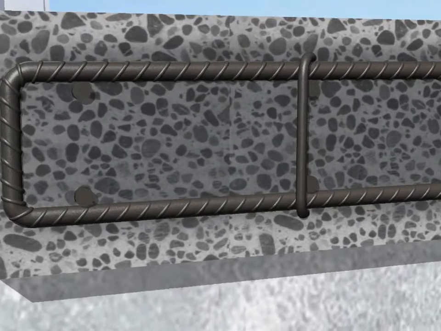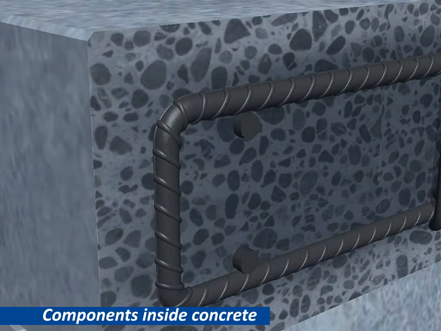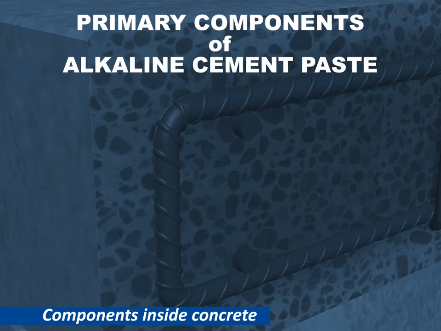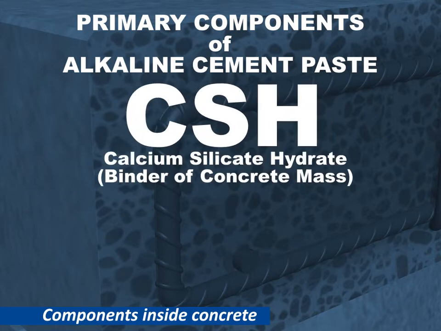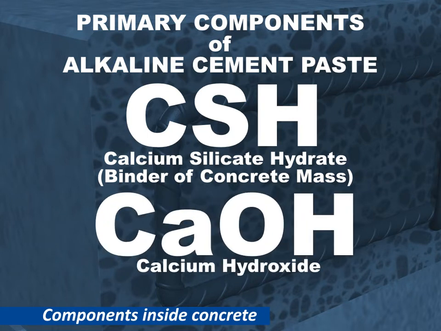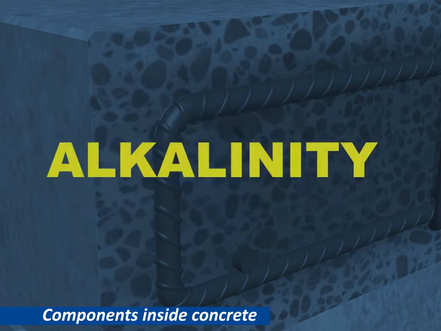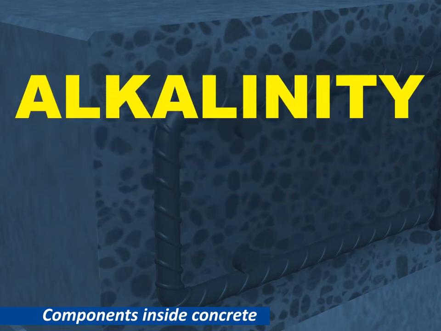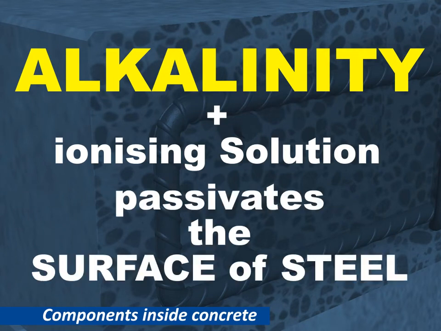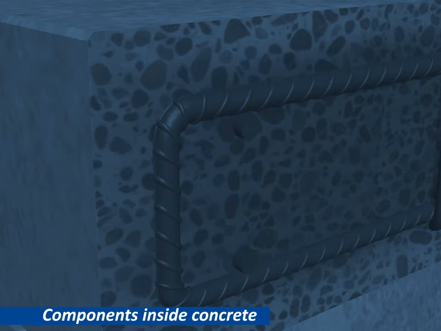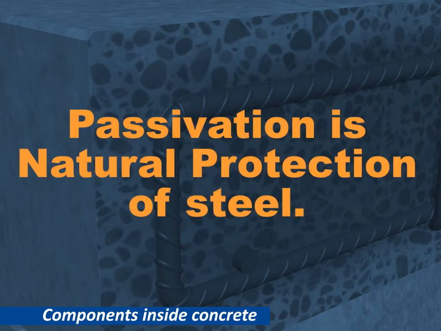Let's have a look at components inside concrete. Primary components of alkaline cement paste are calcium silicate hydrate, the binder of concrete, and calcium hydroxide. These two together create alkalinity inside concrete. Alkalinity with the ionizing solution of free moisture passivates the surface of steel. Passivation is the natural protection of steel.